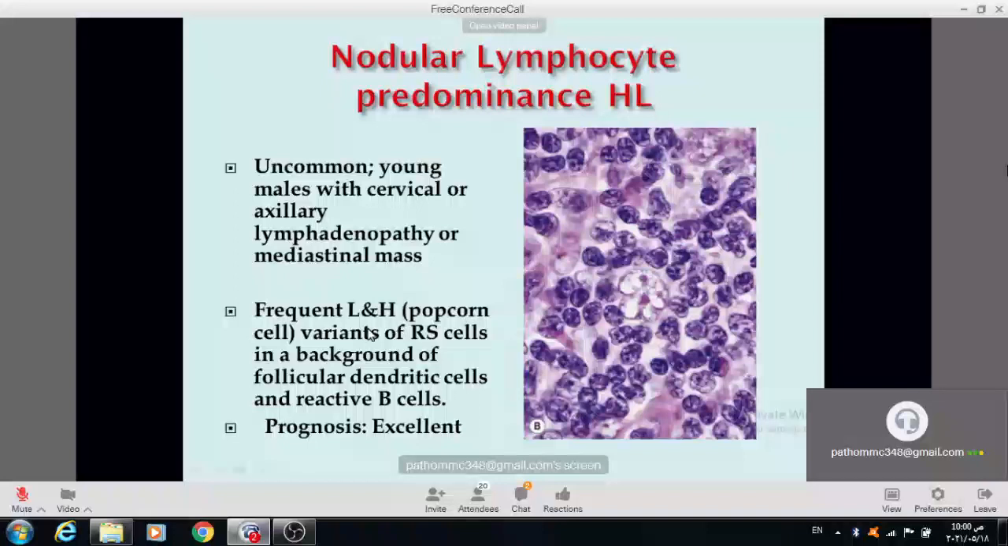It is characterized by a variant of RS cell. We call it the LH variant. Now we call it a popcorn cell. You can see this looks like popcorn. Exactly like a corn kernel. We call these popcorn cells.